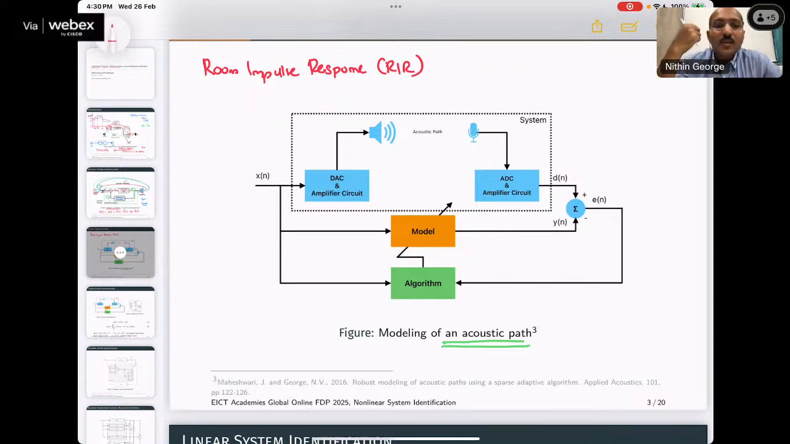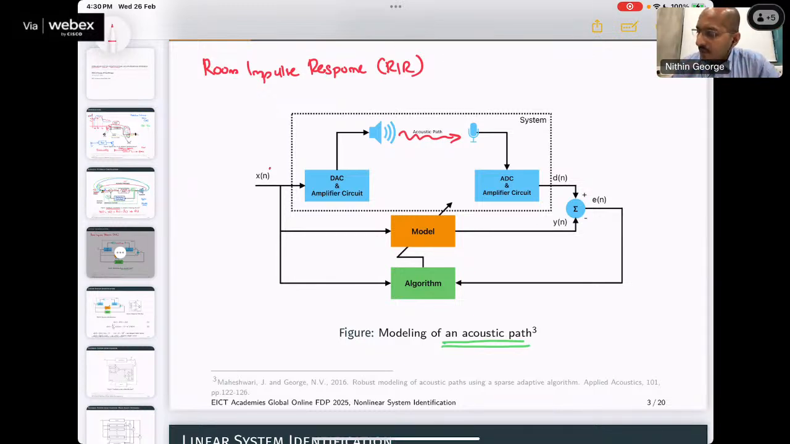Understood? So if I want to characterize a particular room or a particular acoustic path, I am doing a modeling operation. Let me tell you what the modeling operation is. You see here, I have a loudspeaker and I have a mic, and sound is passing from here to here. You should not draw this wave like this because it is a longitudinal wave, but for simplicity I have drawn it like this. Okay.